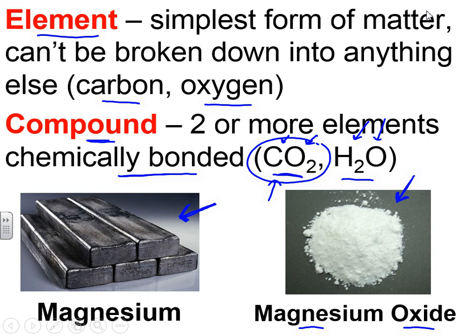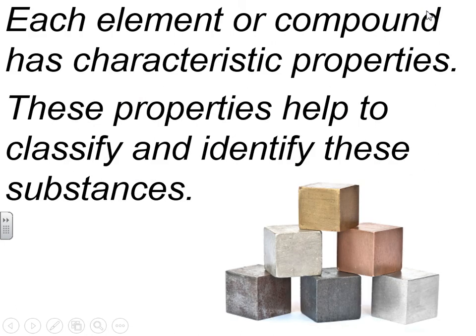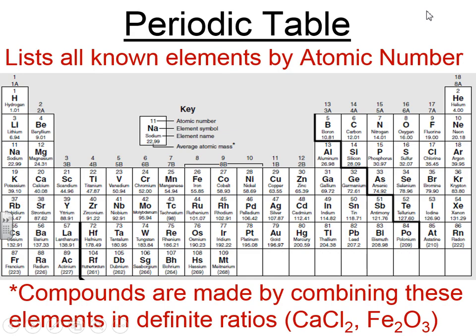Now, each element or compound has characteristic properties, and these properties help to classify and identify the substance. So for example, this one here could be a compound of two different substances, or it can be an element, and each of these will have a different density, for example. Each substance here has its own density, which means it's a different substance, and we can actually separate them based on those properties. Let's take a look at the periodic table where all our elements are listed.